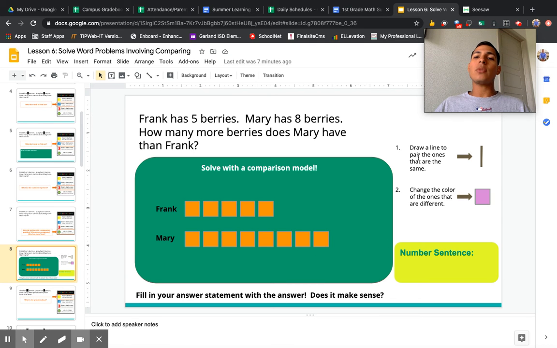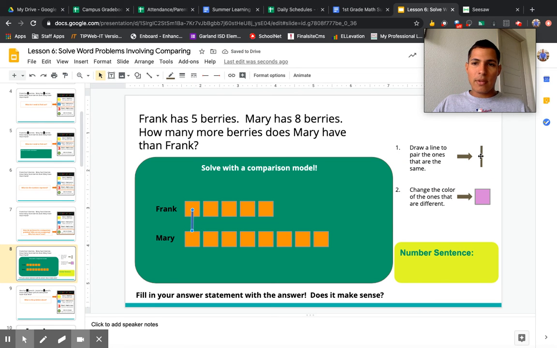Draw a line to pair the ones that are the same. So that's what we're going to do. Since we're comparing, we want to see how many they have the same, how many they have equal already, right? So we're going to take our line and we're going to connect the ones that they have the same.